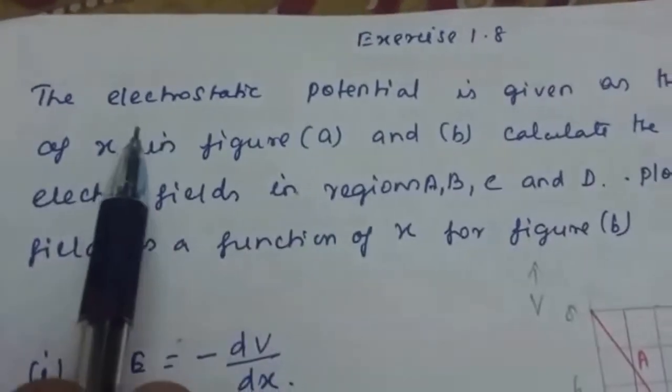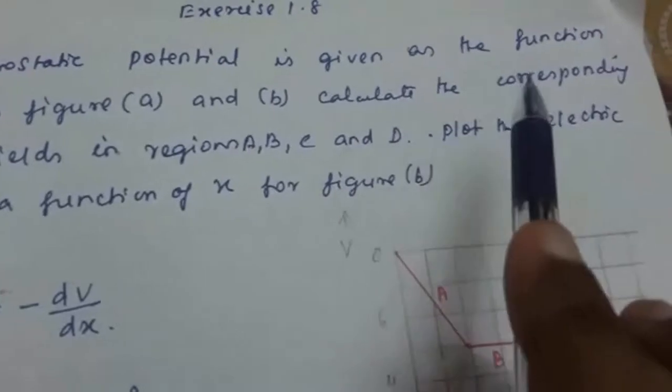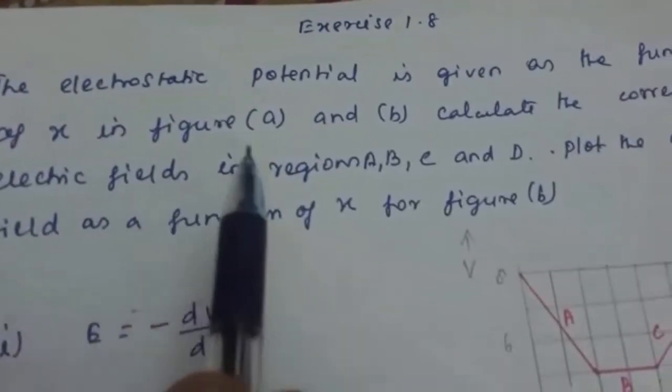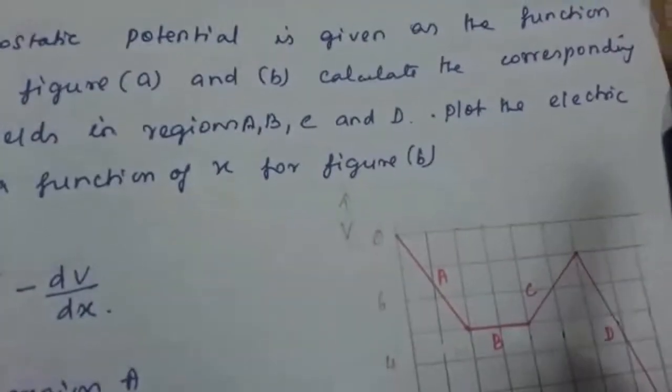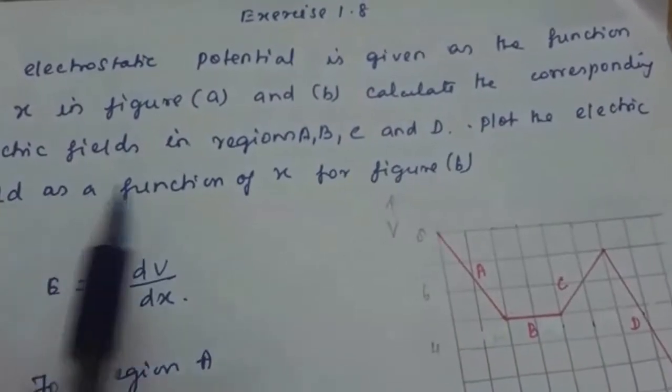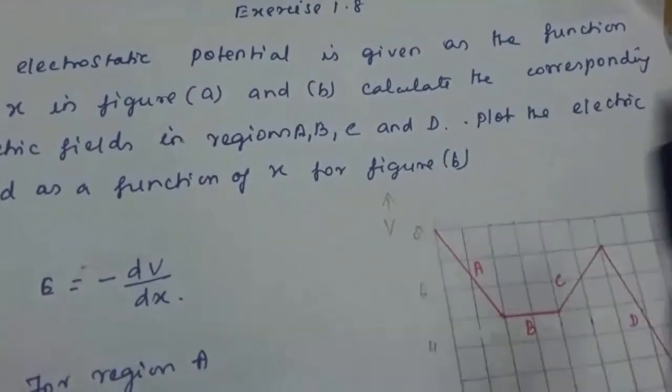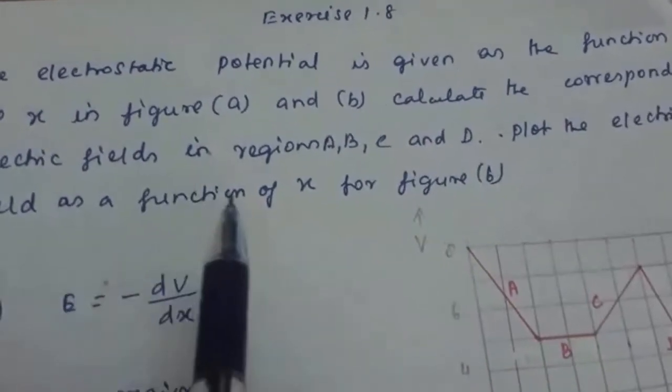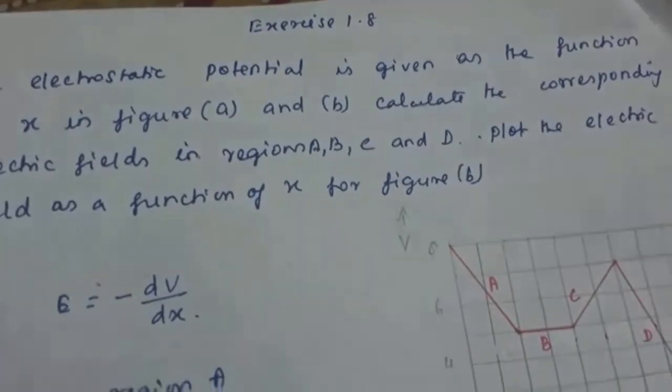Exercise 1.8. The electrostatic potential is given as a function of x in figures A and B. Calculate the corresponding electric fields in regions A, B, C, D. Plot the electric field as a function of x for figure B.